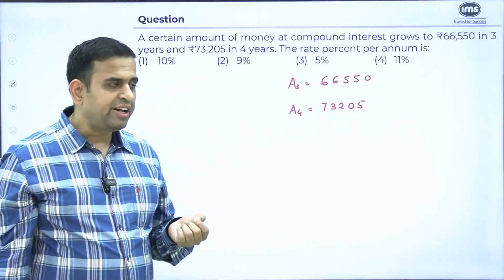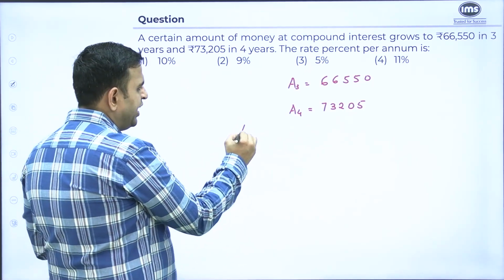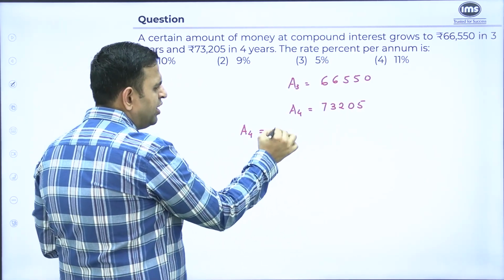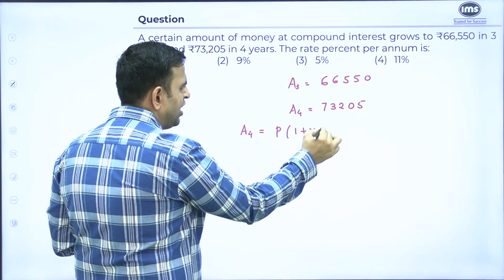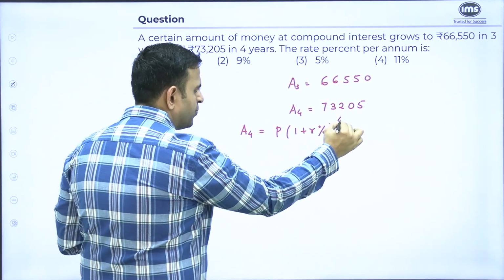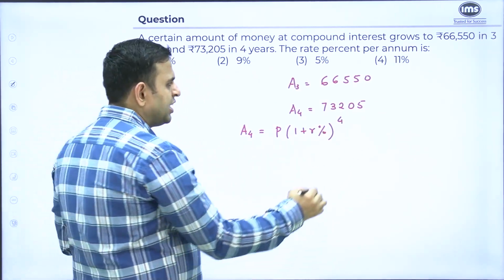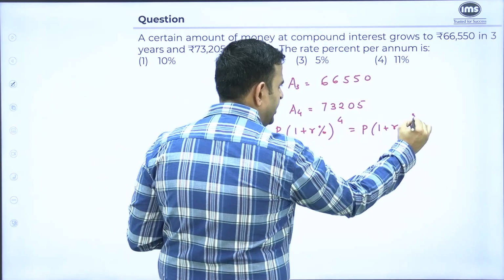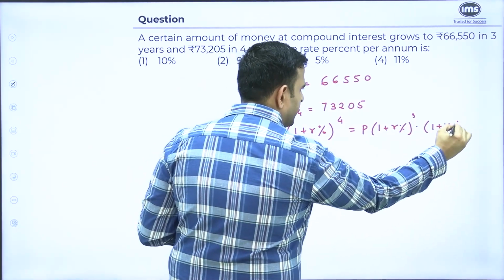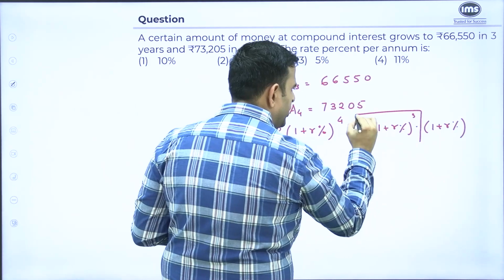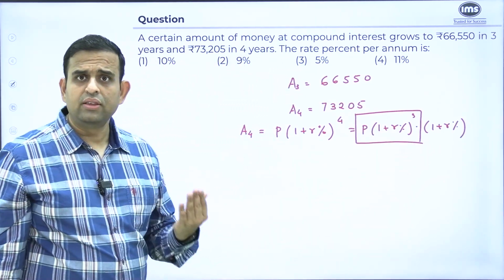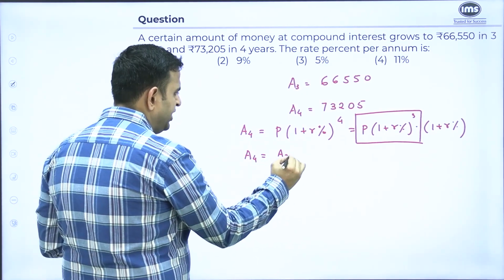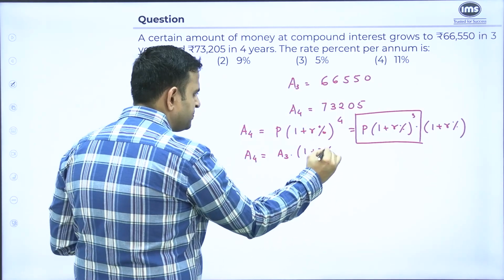So in this particular context, what we can say is that this amount at the end of the 4th year is nothing but, you remember the formula, P into 1 plus R percent raised to 4. Now in this particular case, I can rewrite this as P into 1 plus R percent raised to 3 into 1 plus R percent. And this part, as you clearly know, is nothing but the amount at the end of the 3rd year. So amount at the end of 4th year is equal to amount at the end of 3rd year times 1 plus R percent.